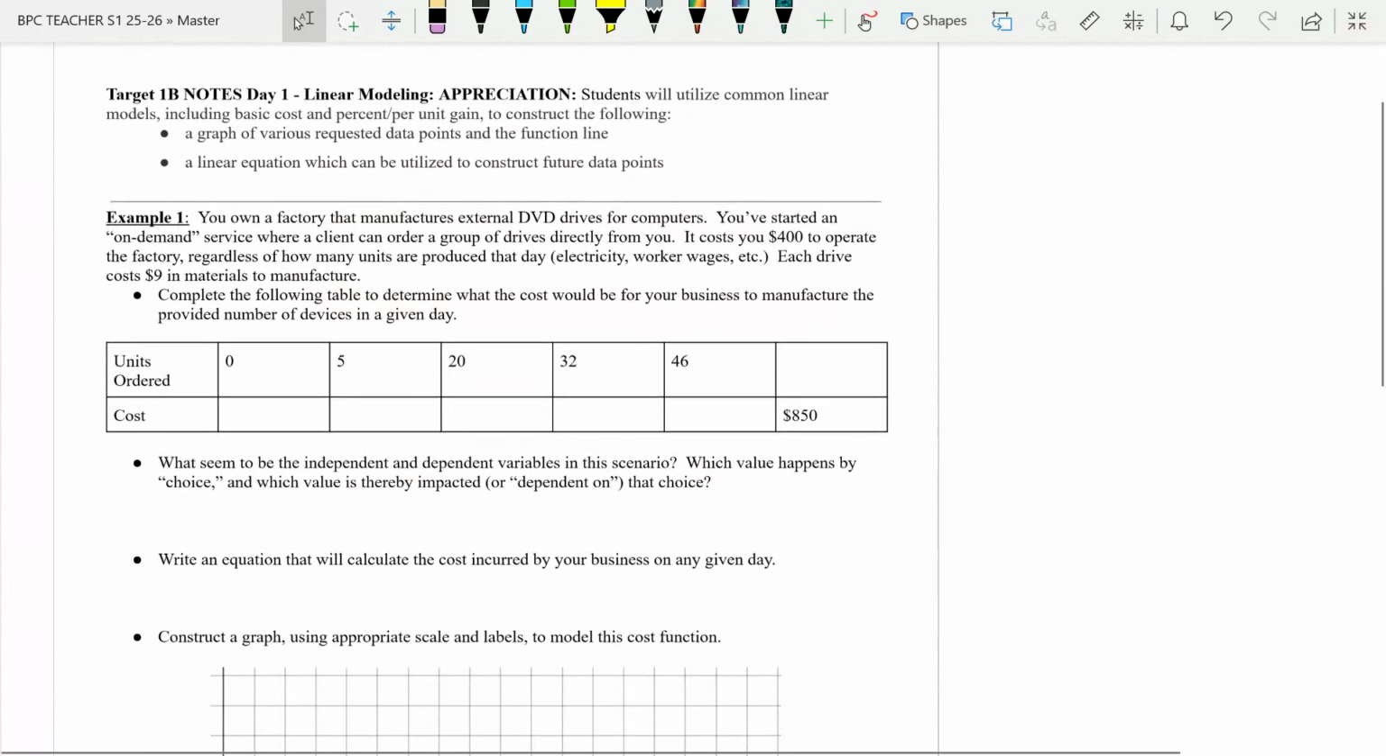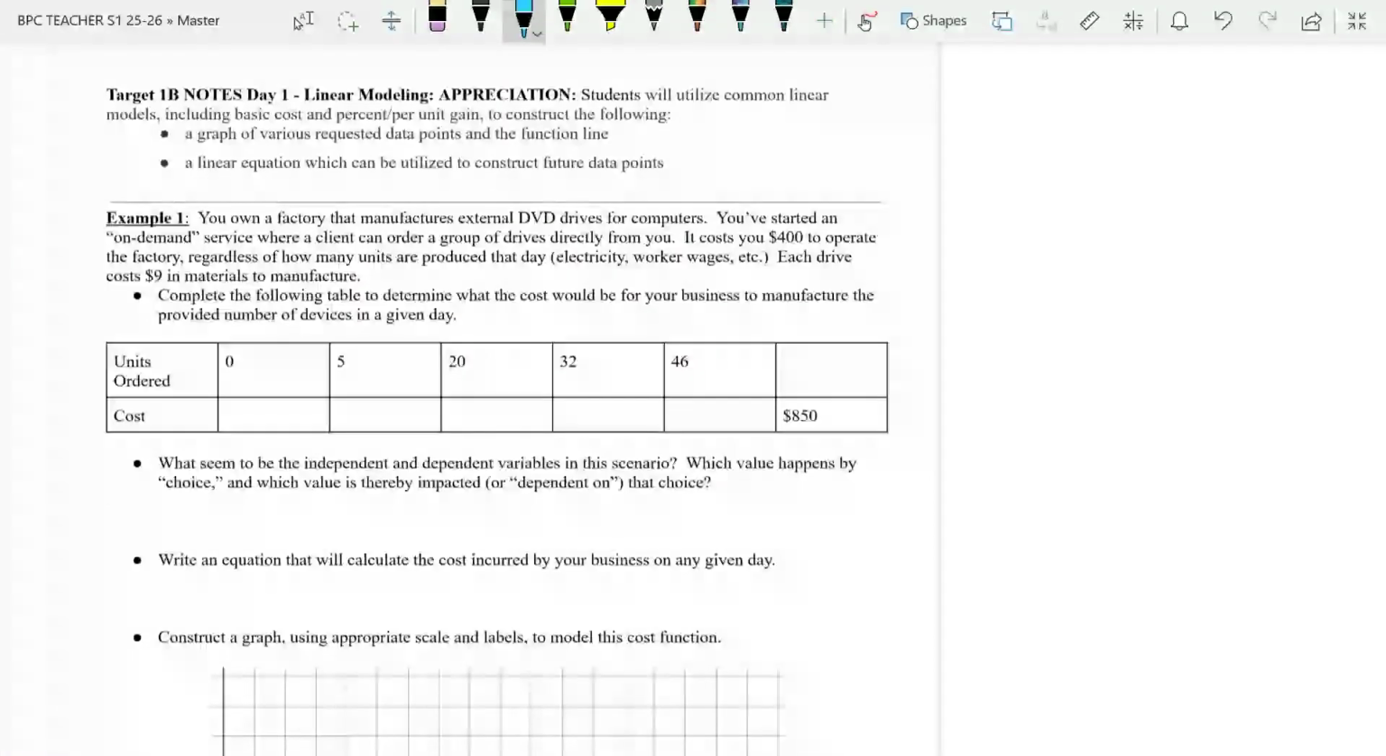So this would be something you might have seen before. We have a factory that manufactures DVDs, and you can print them. You have a cost of $400 to operate the factory. This is regardless of how many things are produced each day. We call this a fixed cost. I always have to pay $400.